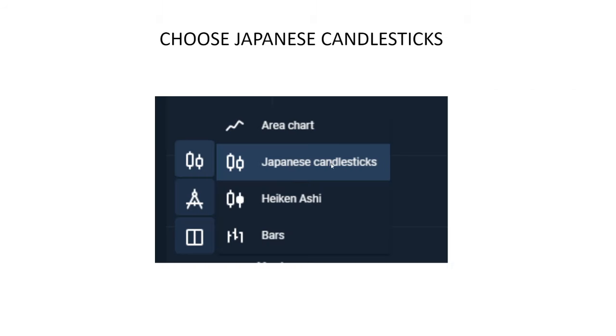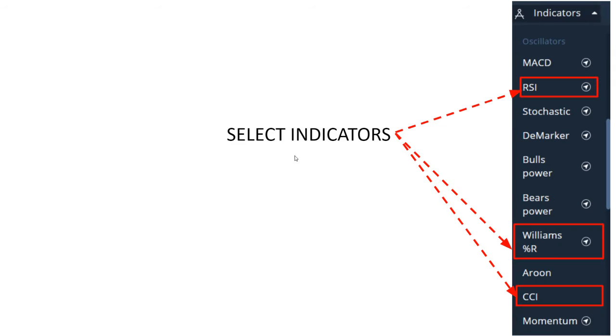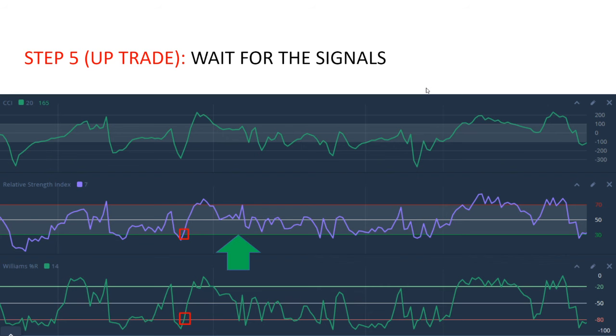So once again, you choose the Japanese candlesticks. We are going to choose our indicators, the RSI, the Williams percentage R, and the CCI. And this is basically how it's going to look on the bottom of your chart. You'll have 3 oscillators. And let me just show you this. So this is the CCI, and you see a lighter shaded area right here. This is the normal zone. So our overbought zone is above 100, and our oversold zone is below negative 100.